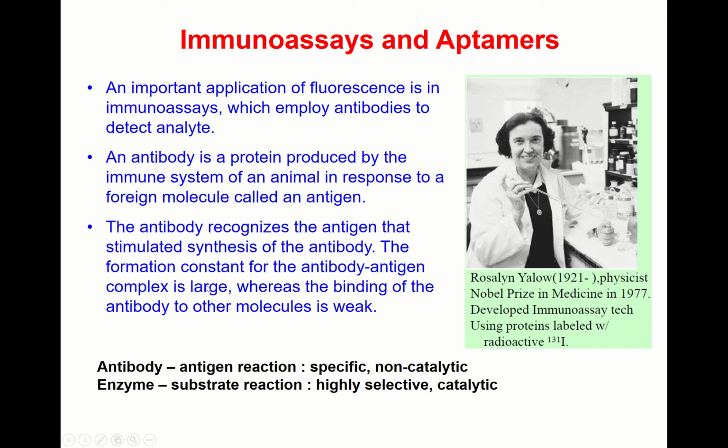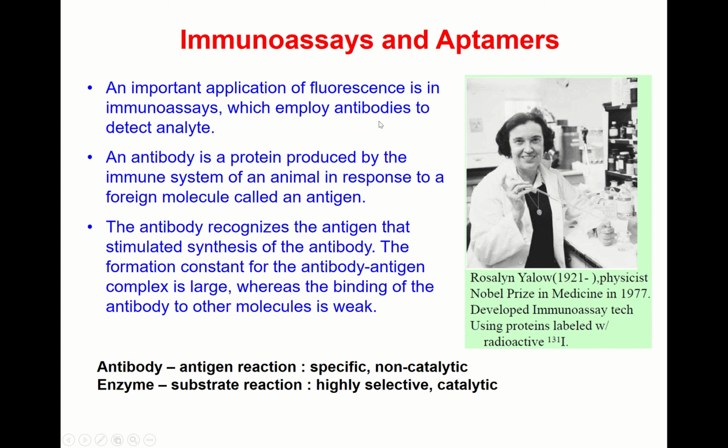For example, glucose oxidase. Glucose oxidase in our blood system, one glucose oxidase enzyme oxidizes a lot, maybe more than 10,000, what, 100,000 glucose molecules. Okay, but antibody, although it is very specific to antigen, doesn't have any catalytic property. So immunoassay is being widely employed.